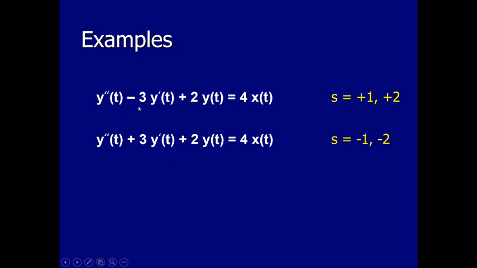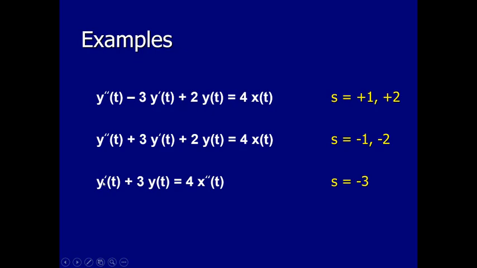Here's a similar one where we change the minus sign to plus sign. Again, we have no derivatives of x, and we have a second order derivative of y, so that part of the stability requirement is okay. If we factor this characteristic equation, s squared plus 3s plus 2 equals 0, the factors are s plus 1 times s plus 2, so the roots are minus 1, minus 2. Both are real and both are negative, so this is a stable system.